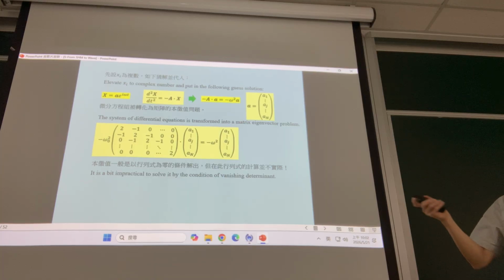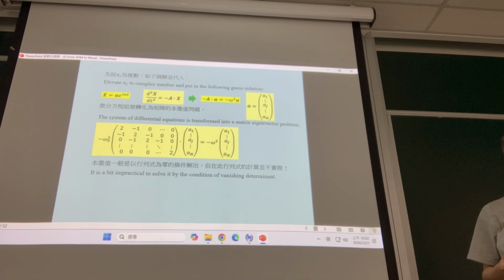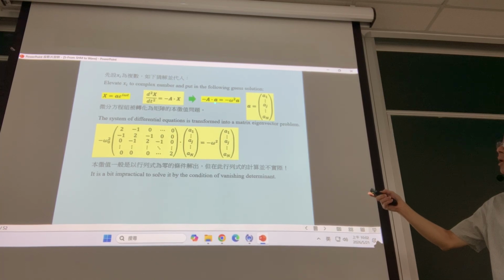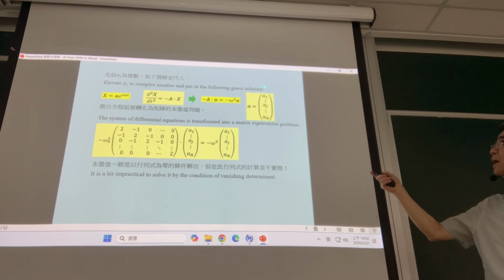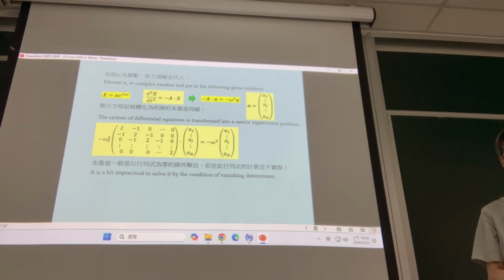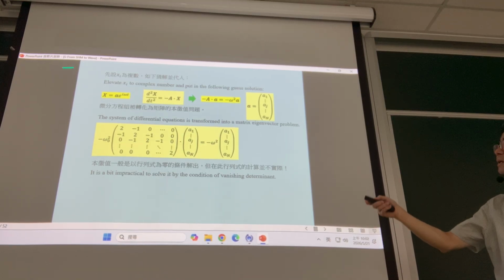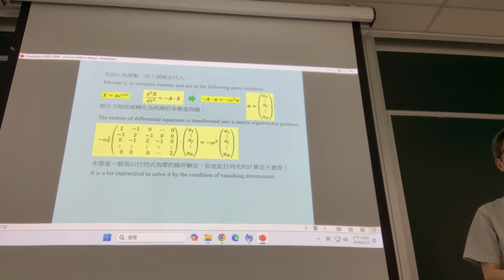But now, again, A is an n by n matrix, and this small a is a column consisting of a1 through an. So this is the eigenvalue problem. Again, exactly the same pattern.